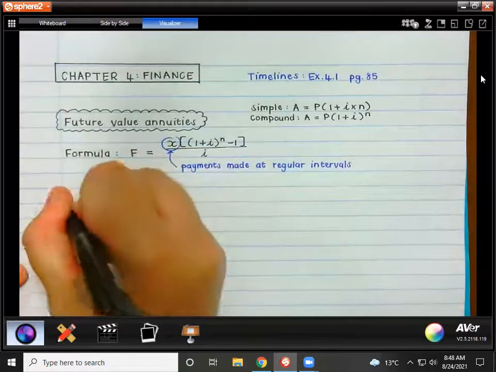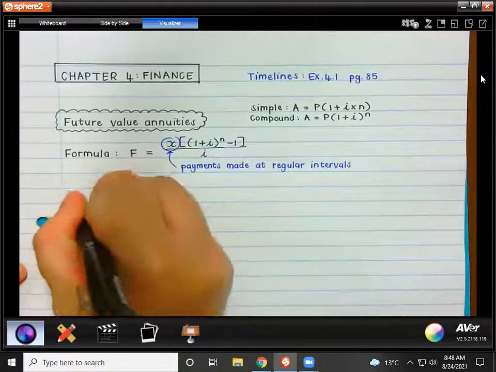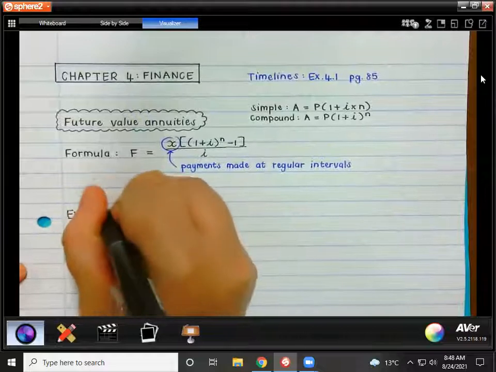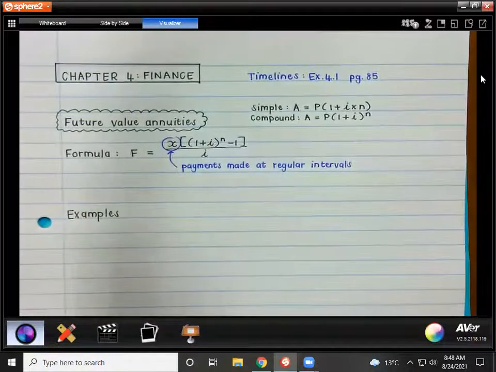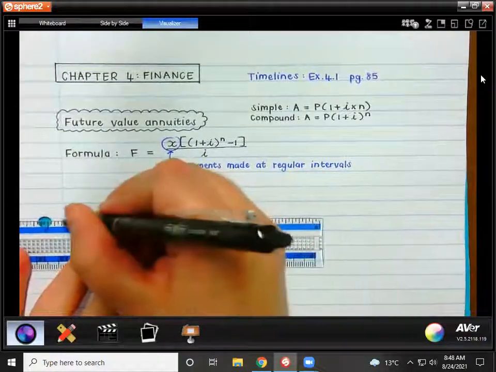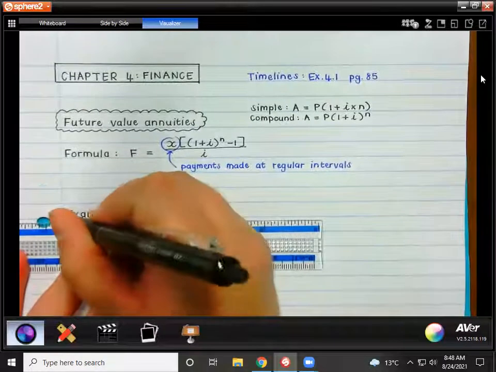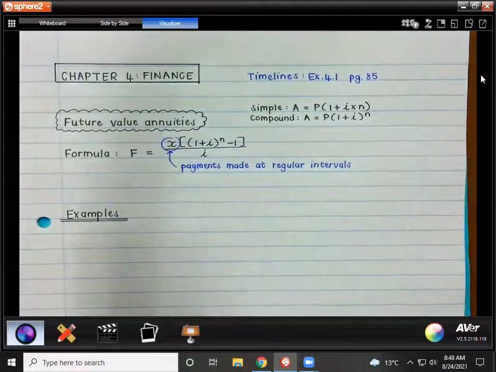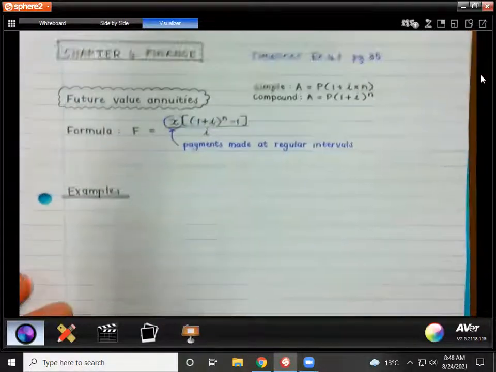All right, so let's just do some examples quickly, just on how we are going to use this formula. But it's pretty straightforward, guys. It's just basically substituting in. And then sometimes you might have to solve for X, and in that case, you would just have to solve for it.